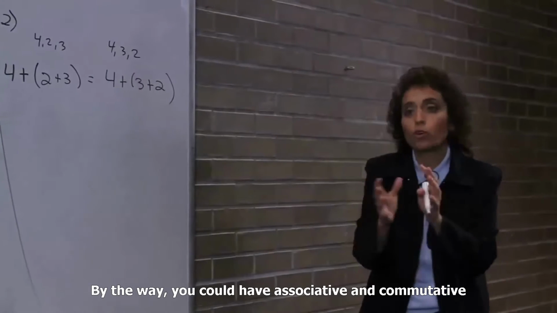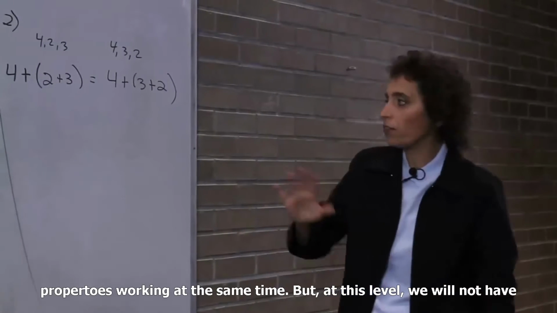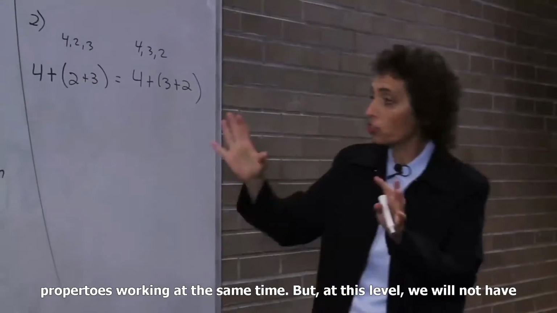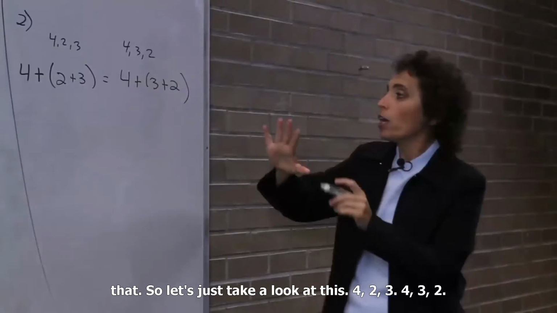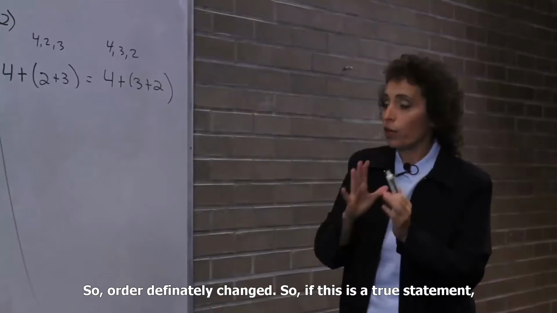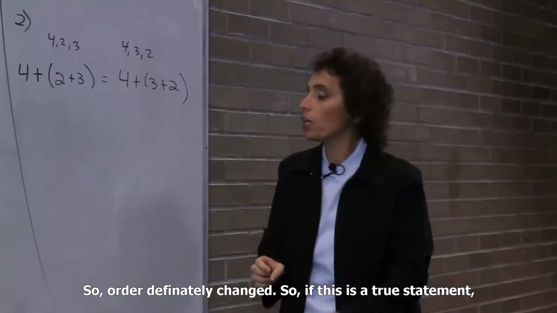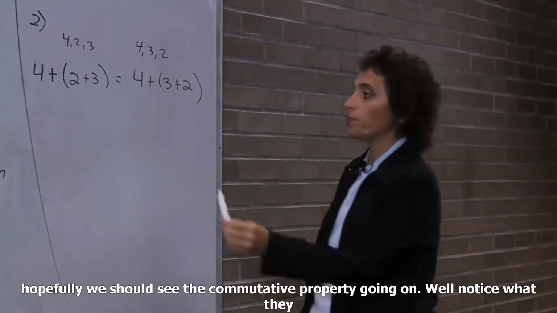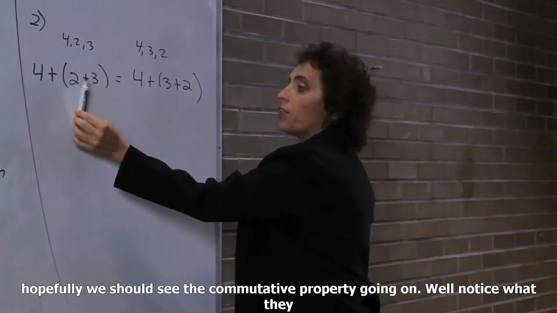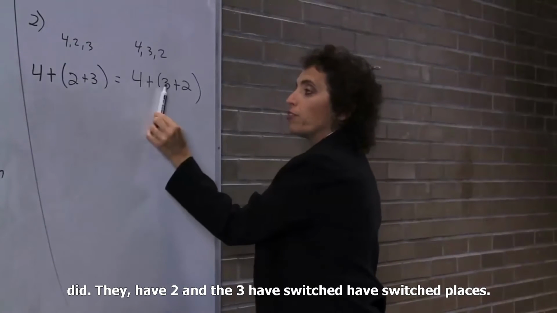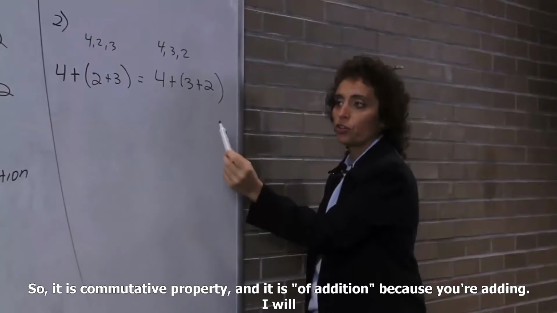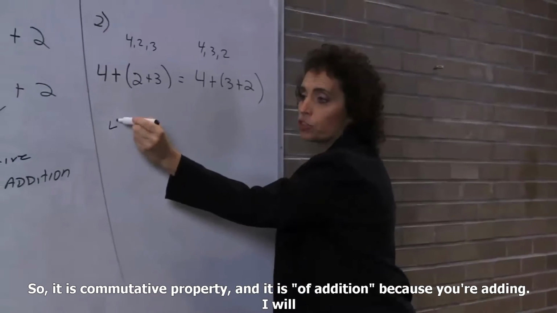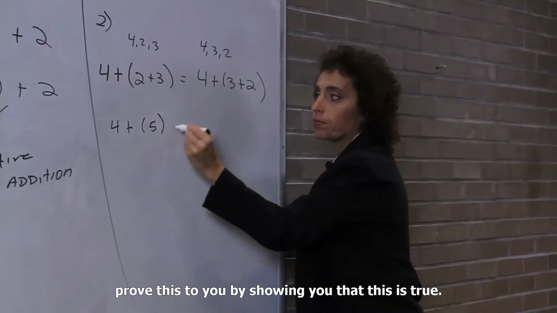By the way, you could have associative and commutative properties working at the same time, but at this level, we will not have that. So let's just take a look at this. 4, 2, 3, 4, 3, 2. So order definitely changed. So if this is a true statement, hopefully, we should see the commutative property going on. Well, notice what they did. The 2 and the 3 have switched places. So it is commutative property, and it is of addition because you're adding. I will prove this to you by showing you that this is true.